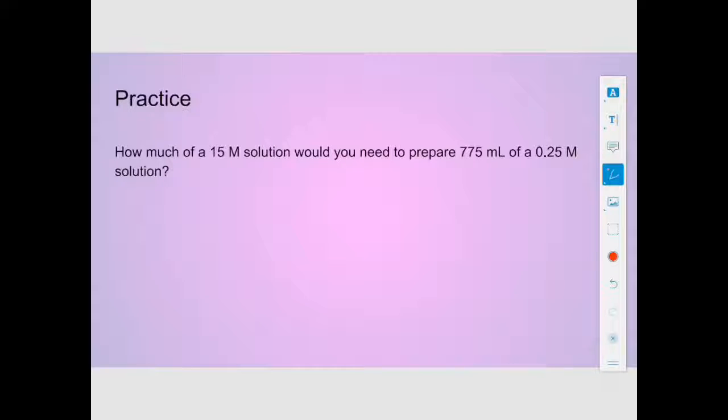All right. So how much? That's going to be V1 of a 15 molar solution, that's a big molarity right there, so that's M1, would you need to prepare 775 milliliters, so that's V2, of a 2.5 molar solution, that's M2 right there. All right, so we know that our variable is going to be that one there. Let's go ahead and write this out.